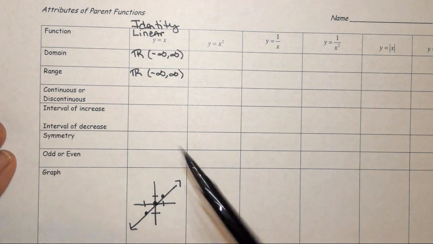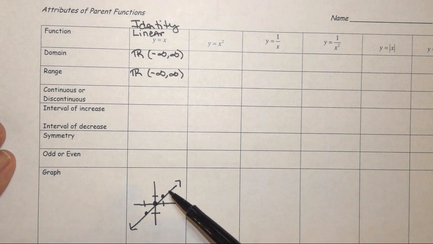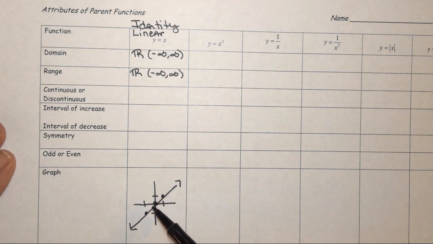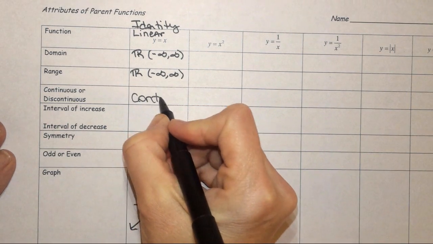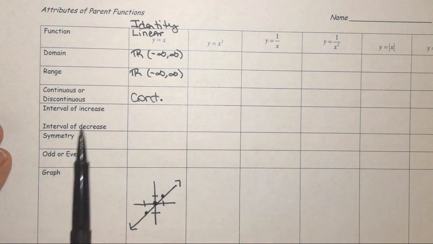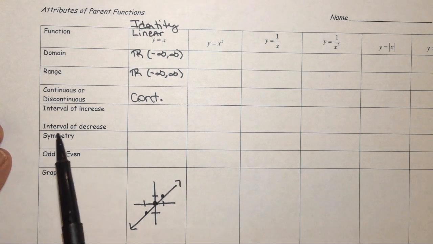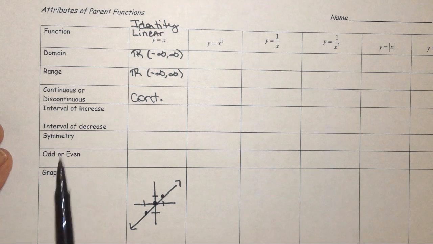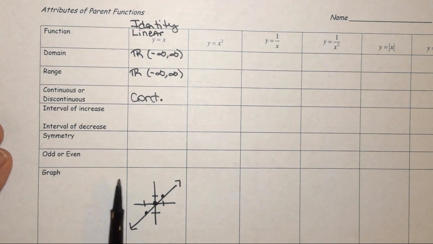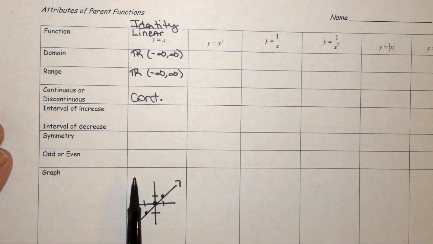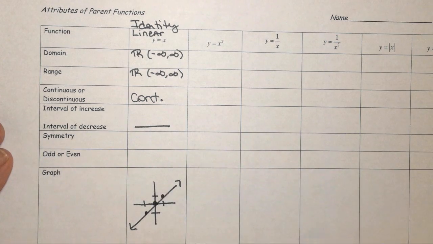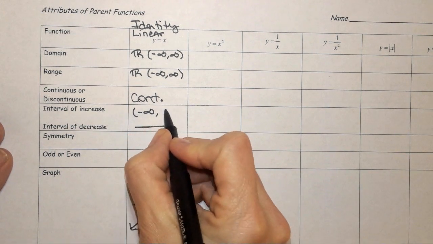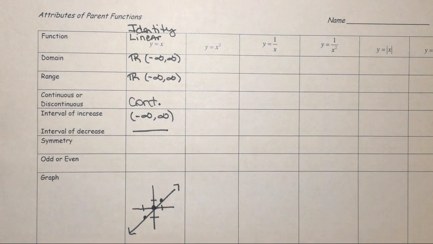The next thing it wants to know is, is this function continuous or discontinuous? There are no asymptotes in this graph, and it goes on forever in both directions. I never have to pick up my pencil as I go from left to right. So we're going to call this a continuous function. They want to know what intervals this function increases and what intervals this function decreases. When you're looking at intervals of increase and decrease, you start from the left and move to the right. As I go from left to right, this function continues to go up. So there are no intervals of decrease. I'm only increasing, and that happens from negative infinity to positive infinity.